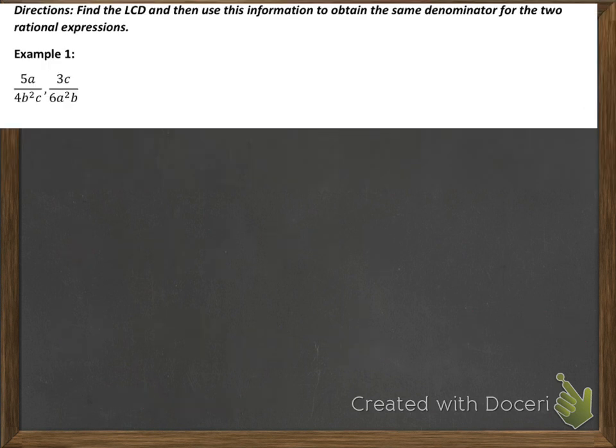So in the next two examples, we're going to do something different. Not only are we going to find the LCD, but we're going to use this information to obtain the same denominator. So let's look at this first example. We have 5a over, well, 4. 4 is 2 times 2, so I have 2 times 2. B squared is b times b, and then I have c. Then we have 3c over 6. Well, that's 2 times 3. A squared, that's a times a, times b.